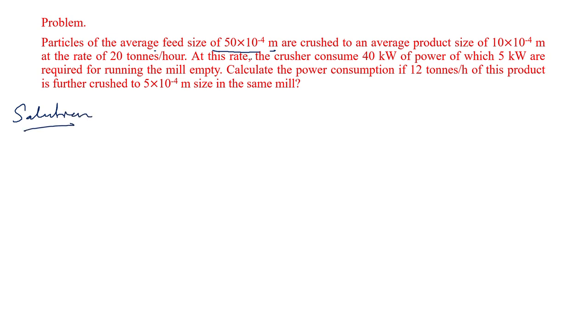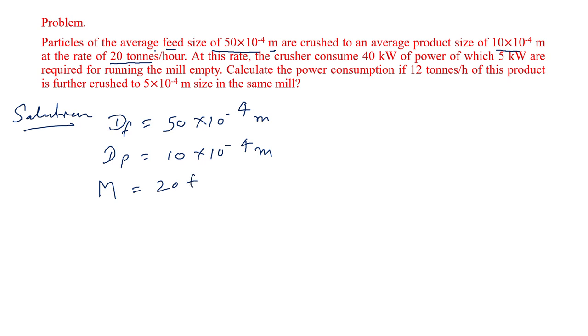So here dp, this is the feed size. Feed size we can write as df. Df is given as 50 into 10 to the power minus 4 meter. The average product size is 10 into 10 to the power minus 4. So what is dp? dp is 10 into 10 to the power minus 4 meter, at the rate of 20 tons per hour. So capital M is 20 tons per hour.